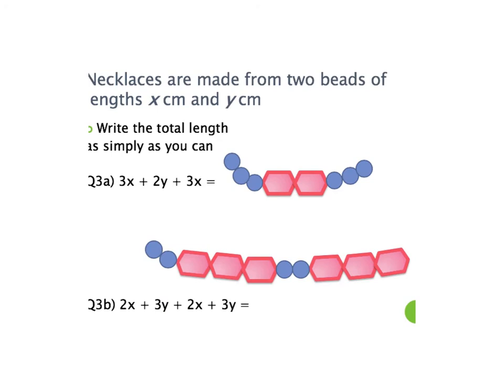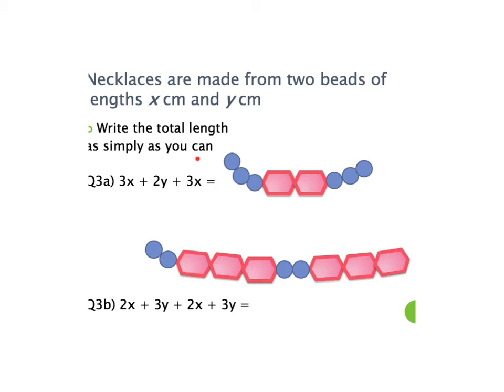Okay, necklaces are made from 2 beads of length x and y. We want to write the total length as simply as we can. So here we've got 3 unknowns, 3x, and the same over here. So 3x, 3x, and 2y. Okay, I know in the previous one we said they were a's and b's. It doesn't matter. They're just unknown values. So we want to simplify this.